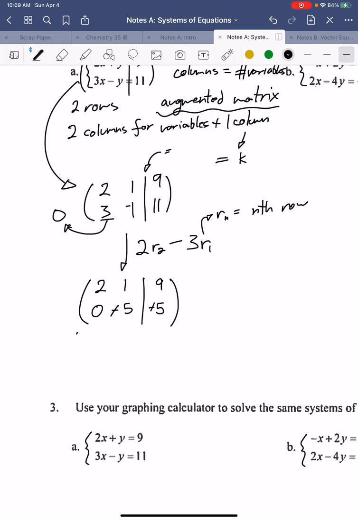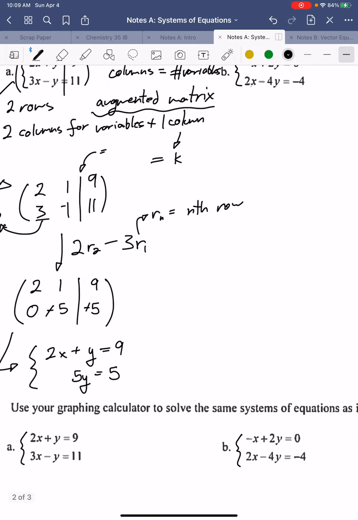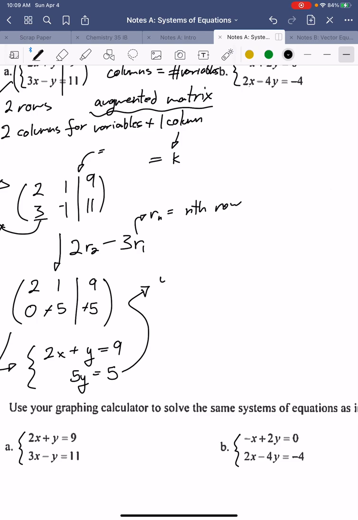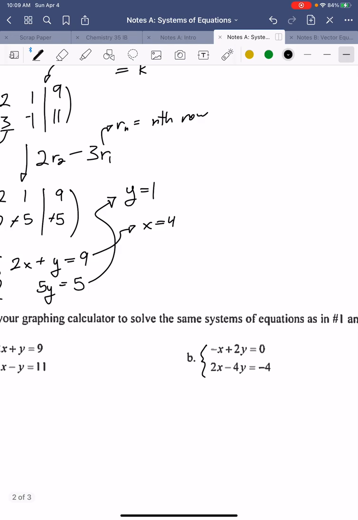And then when we convert back into a system, which is step 3, we're going to have 2x plus y equal 9. And then we're going to have 5y equal to 5. So from here, we know that y equals 1. And then when we plug it into this equation, we have x equals 4. So it's the same solution as before because it's the same equation. So we state it the same way: 4, 1, curly brackets.